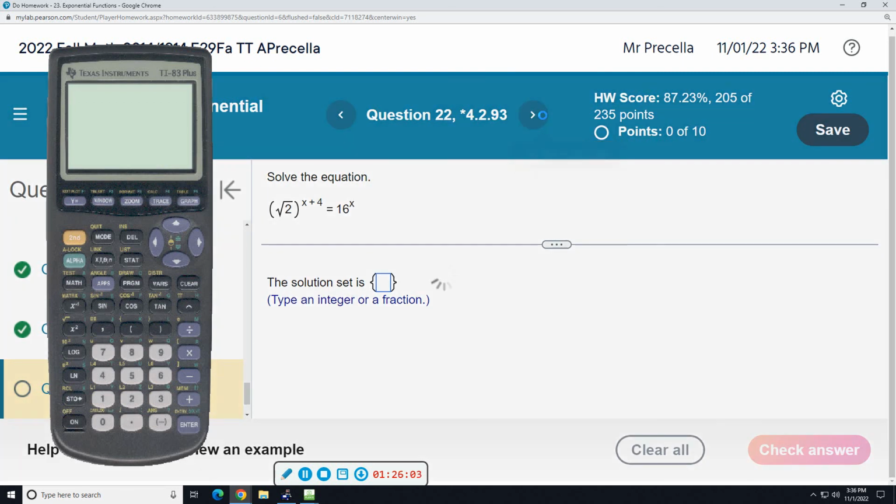Okay, let's see, 22, 23. The last two are going to have some square roots in them, it looks like. And then we'll be done. Number 22. The square root of 2 raised to the x plus 4 power equals 16 to the x power.